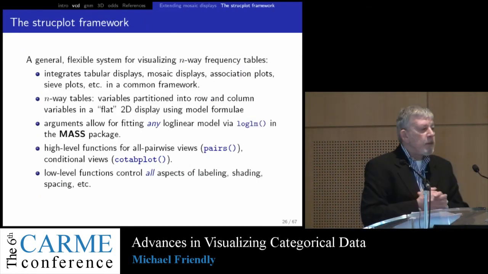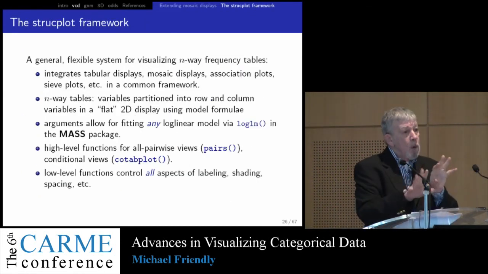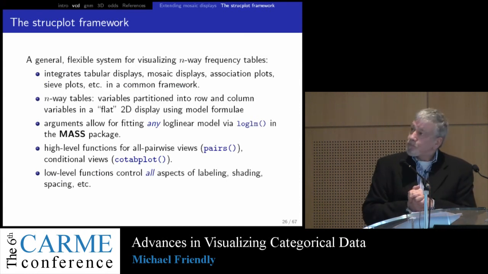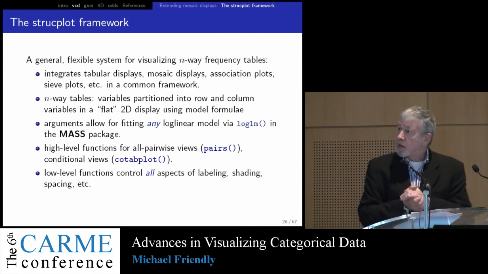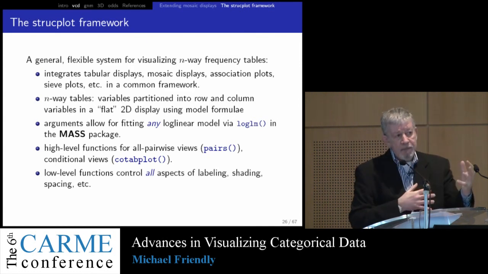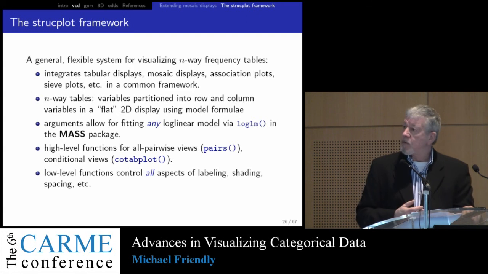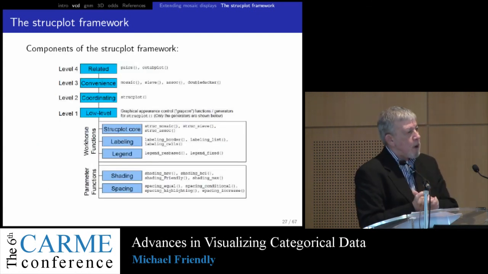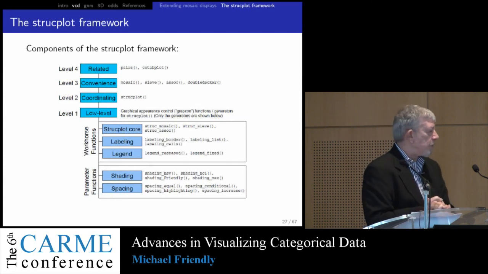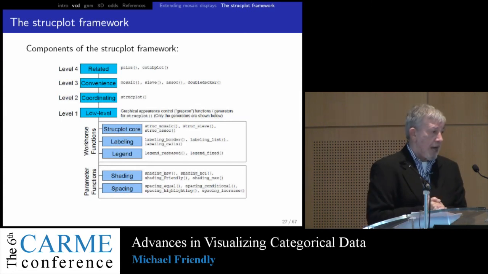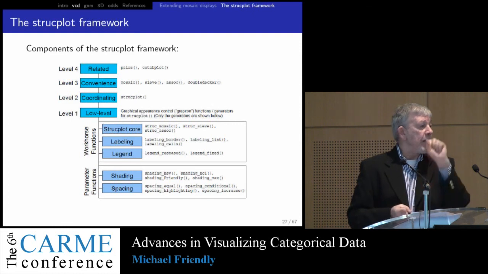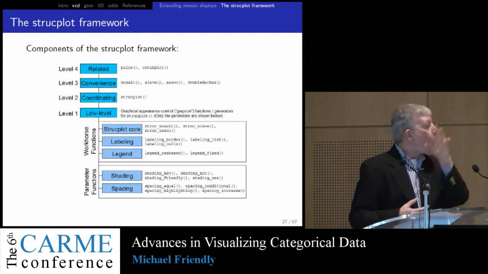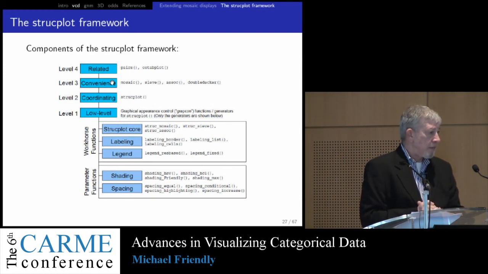Okay, so the struct plot framework makes all of these kinds of displays coherent. You can fit any log linear model. There are high-level functions and low-level functions. And the key thing is that all of these work through a single function, which is called struct plot. Mosaic displays, association plots, sieve diagrams, pairs plots, all of these are built on top of that.